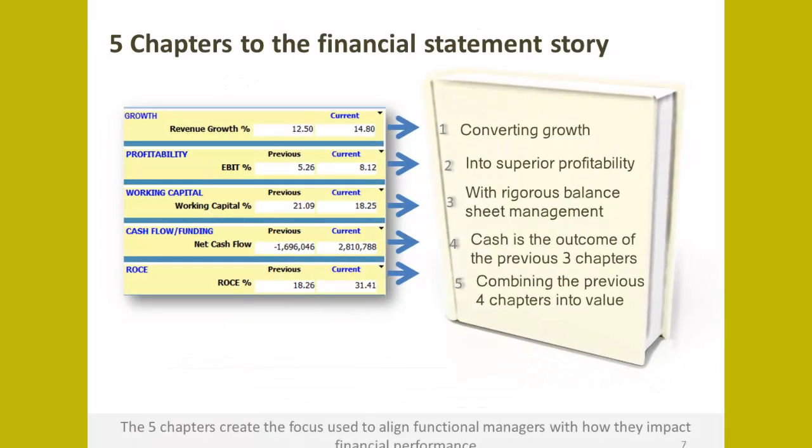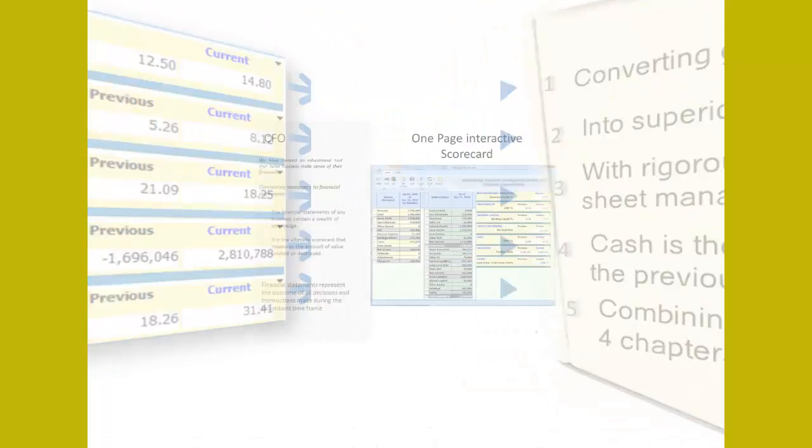The 5 key chapters are the 5 areas that we focus the business on, being growth and how we convert growth into superior profitability with rigorous balance sheet management, producing the right cash, and ensuring that you optimize the value of your investment in your business.